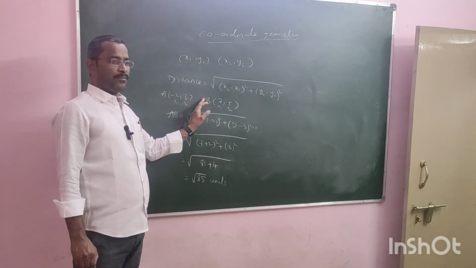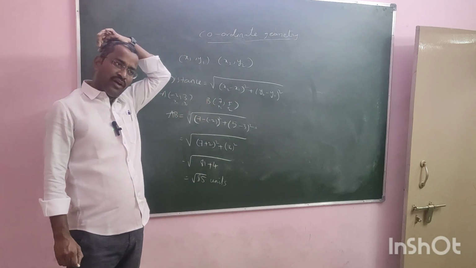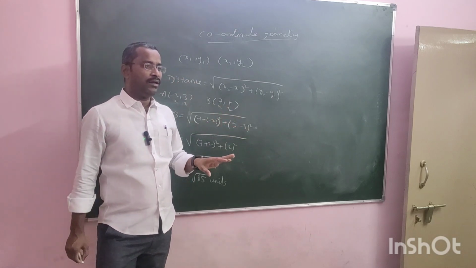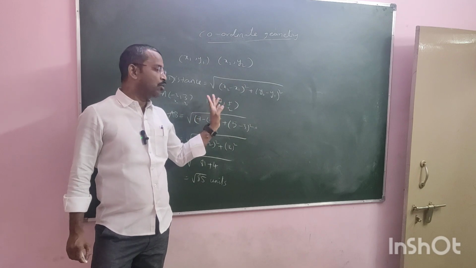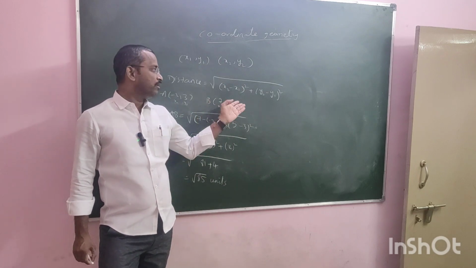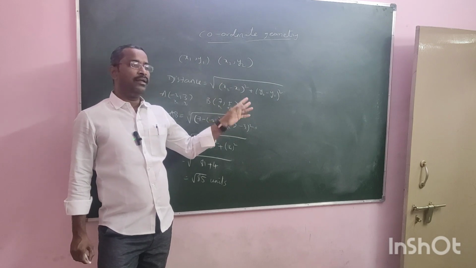Based on this formula, you can check whether it is an isosceles triangle, a quadrilateral, or an equilateral triangle. All these concepts depend only on the distance formula. Even for collinearity, if you want to check whether three points are collinear or not.